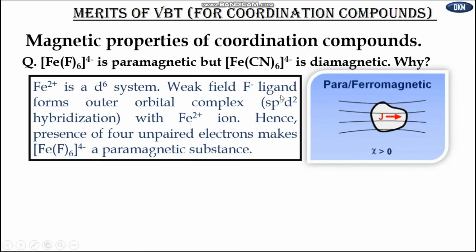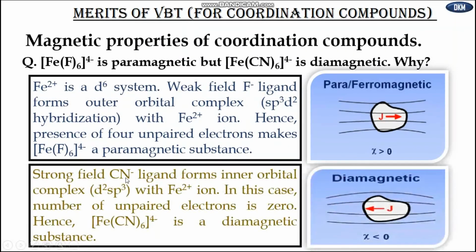The weak field ligand F- forms an outer orbital complex with Fe2+. So there are 4 unpaired electrons present in the FeF6 4- complex, and that's why this complex is a paramagnetic substance. But the strong field ligand CN- forms an inner orbital complex with Fe2+, and because of that the number of unpaired electrons is 0. Hence, Fe(CN)6 4- is a diamagnetic substance.